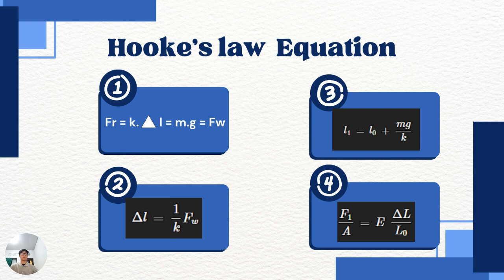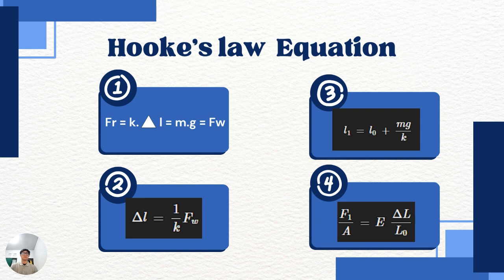Now, we're going to talk about Hooke's law equation. First, we are going to find the force in Hooke's law. We can use the usual equation, which is mass times gravity, or you can use the force constant times delta L, which is the difference between the stretched spring and the non-stretched spring. Secondly, we can find delta L with 1 per force constant, which is K times force.